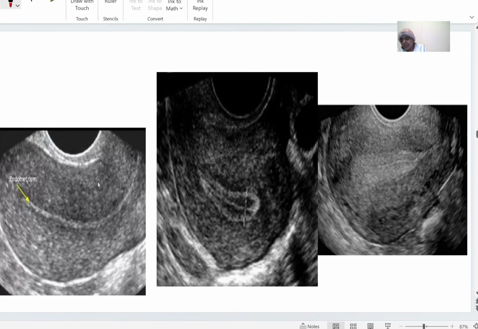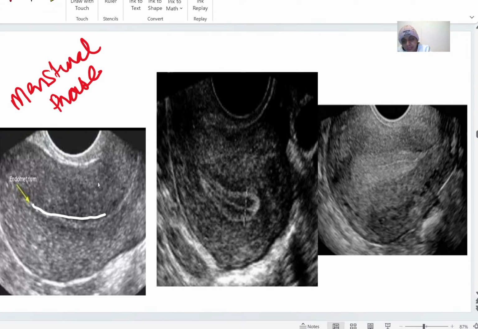Now what is this? This is endometrium in the menstrual phase. You can see that it is very thin. This is endometrium in the menstrual phase. It is very thin.